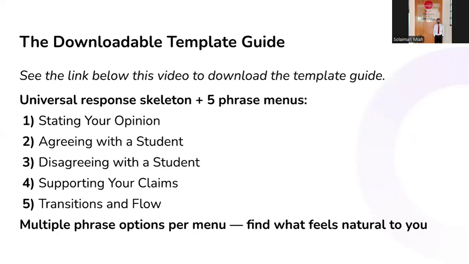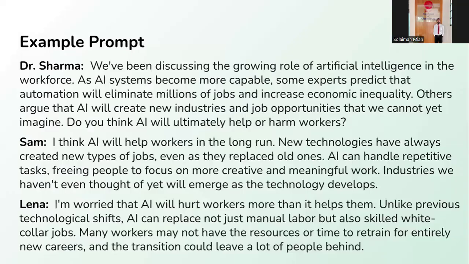We've put together a downloadable guide that you can access from the link beneath this video. It includes 5 phrase menus, one for each function I just mentioned, plus a response skeleton that works regardless of the topic. Each menu gives you several options to choose from, so you're not locked into one way of saying things. The goal is to find phrases that feel comfortable and natural to you. In this lesson, we'll walk through one complete example so you can see how all 5 menus work together in a real response. Here's our practice prompt.